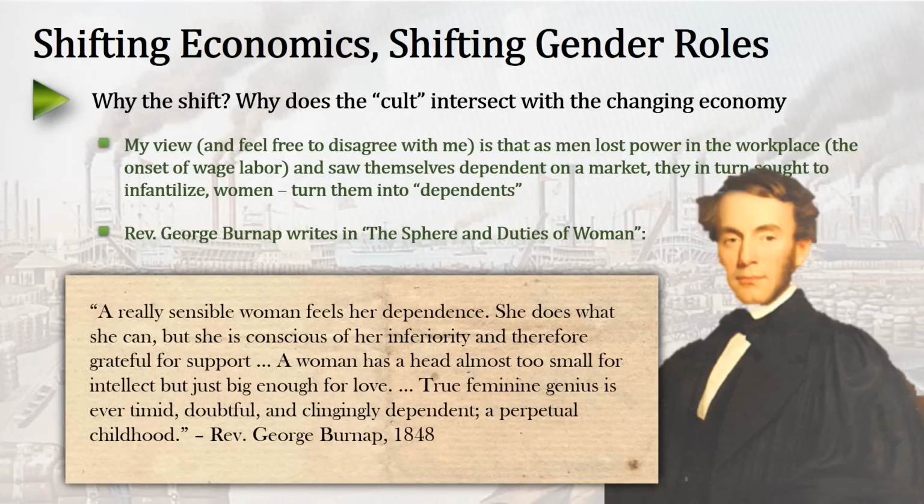Burnap goes on and says, "A really sensible woman feels her dependence. She does what she can, but she is conscious of her inferiority and therefore grateful for support. A woman has a head almost too small for intellect, but just big enough for love. True feminine genius is ever timid, doubtful, and clingingly dependent. A perpetual childhood."